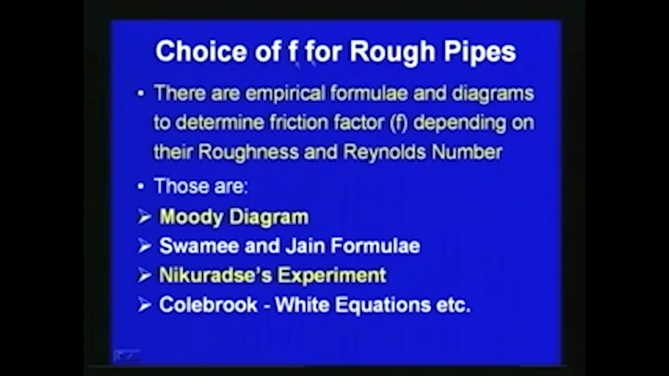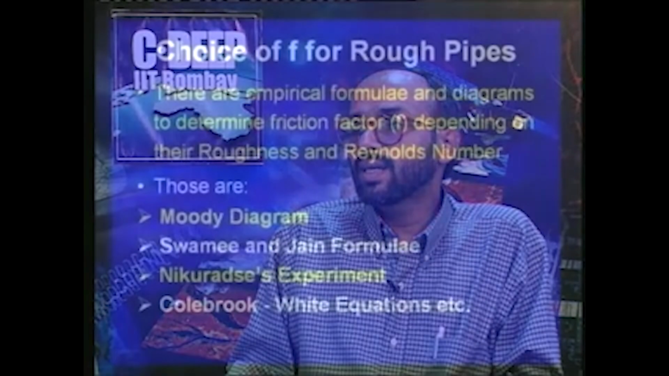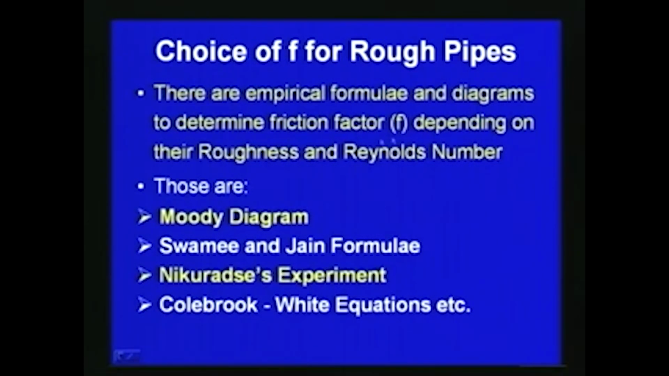Now, the choice of F for rough pipes. As I mentioned, there are empirical formulae and diagrams to determine the friction factor F depending upon the roughness and the Reynolds number. The commonly used methodologies include the Moody diagram, the Swamee-Jain formula, Nikuradse's experiment results, and the Colebrook-White equation. These are some of the commonly used methodologies to estimate the friction factor F. We will discuss each of these in detail for rough pipes. First, let us see the Moody diagram.